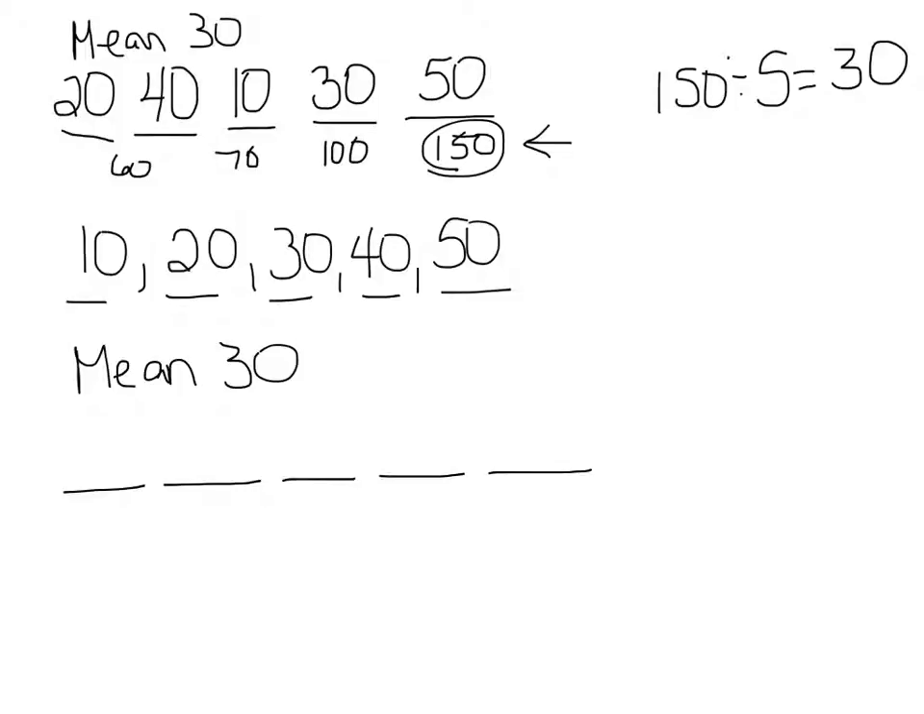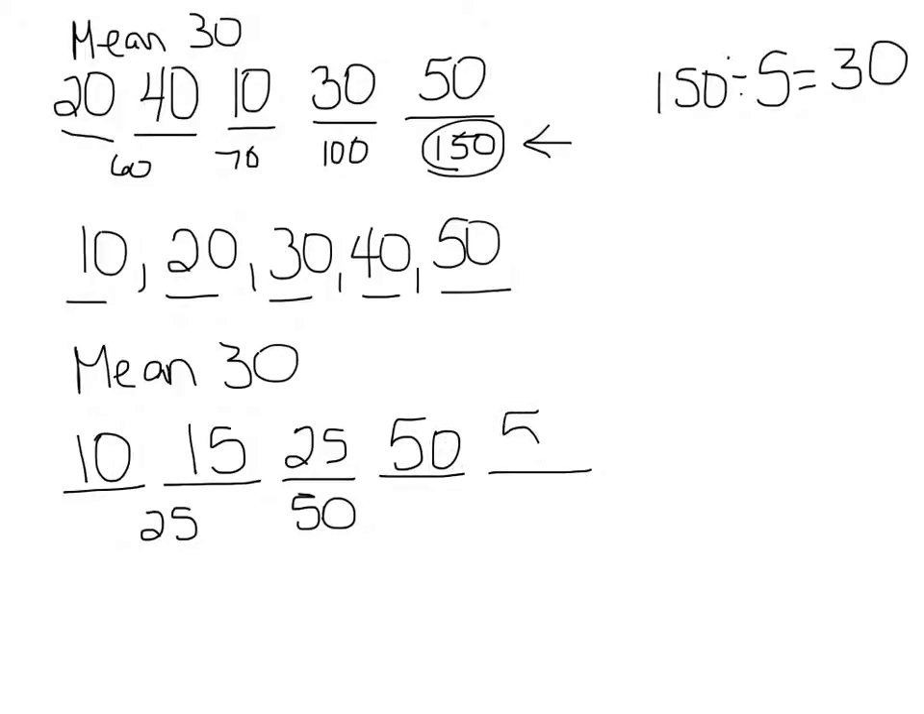So I might do a 10 and a 15. I know that's 25, and 25 is 50. And then I know 50 and 50 is 100. So that would be 100, and then that would be 150. Okay, so again, adding that up, 10 plus 15 is 25. 25 plus 25 was 50. 50 plus 50 is 100. And 100 plus 50 is 150.